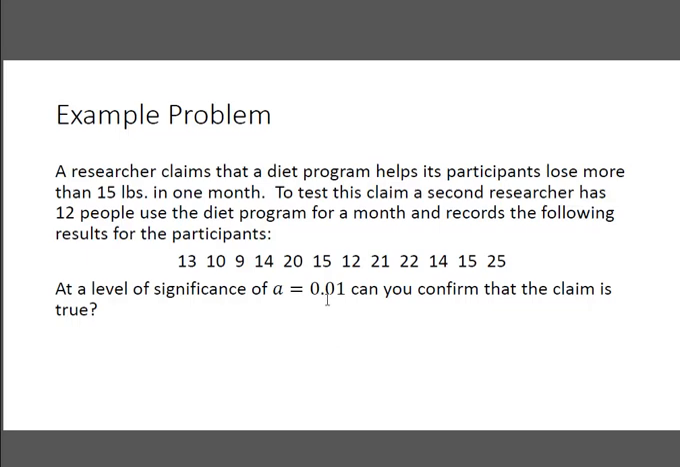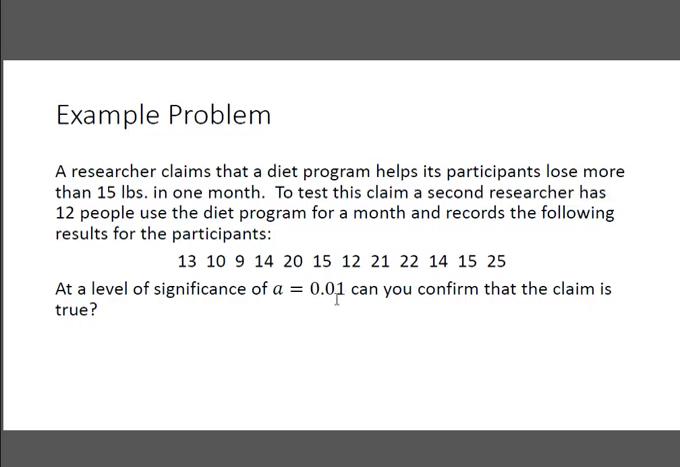Again, that level of significance is just the probability that your hypothesis test is wrong. So with a 0.01 or 1% chance of being wrong, our conclusion will be, for the most part, pretty accurate. So let's put this all together. Step number 1, let's write the claim. The claim is that it's more than 15 pounds.